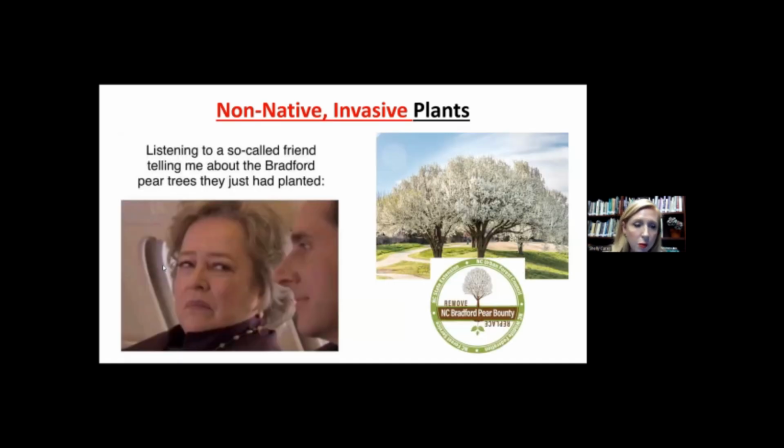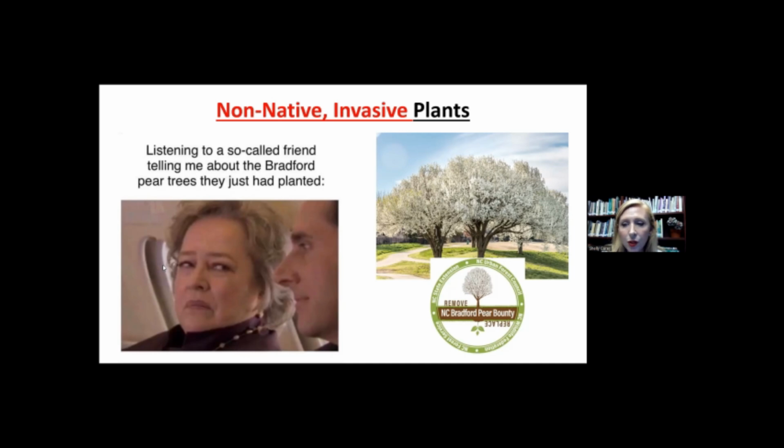So I thought this meme on the left-hand side was pretty funny. This is Kathy Bates listening to a so-called friend telling me about the Bradford pear trees they had just planted. If you know about Bradford pears, they are prolific. So you can tell she's not loving the fact that her friends planted some Bradford pear trees. In this presentation, we focus more on invasive plants, not invasive trees, but I threw this in just for some fun, and it's also educational.